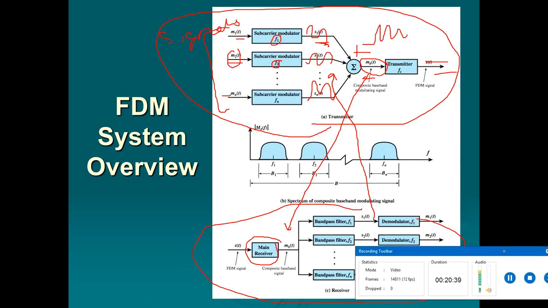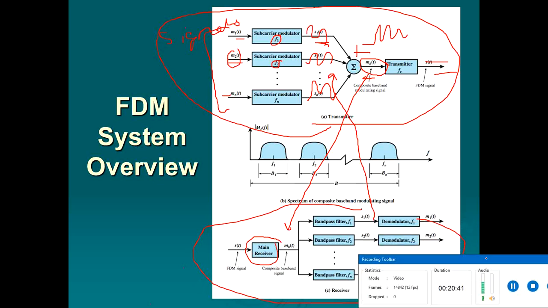Okay, now what happens at the receiver side? We will talk over here again. The analog signals may be transmitted over a suitable medium, and at the receiving end the FDM signal is demodulated to retrieve MBT, and it is passed through n band pass filters, each having a frequency Fi. If you see over here, this signal is passed through the transmission medium. At the receiver side, this ST signal is received. Now this ST signal is passed through the main receiver and it produces the signal MBT, which was over here.